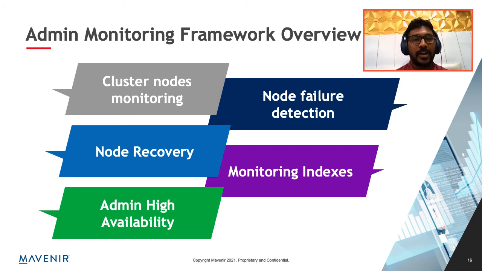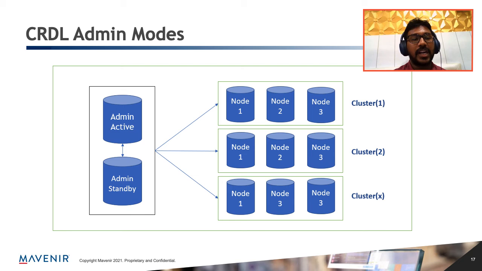As part of the admin monitoring framework, the key features are cluster nodes monitoring, node failure detection, node recovery, monitoring indexes, and admin high availability. The admin nodes continuously monitor the nodes present in the cluster. If a node failure is detected, admin fails over the node. Once the node is back online in the expected state, admin recovers the node and rebalances the cluster. And admin continuously monitors the indexes present in the cluster as well.